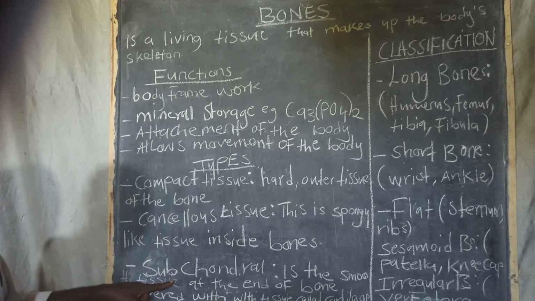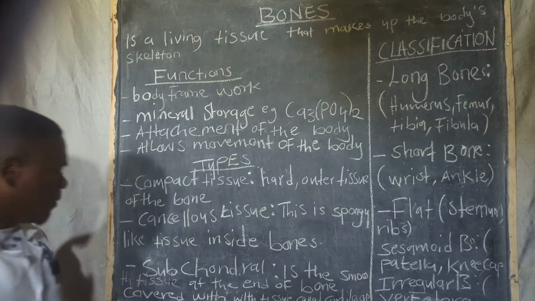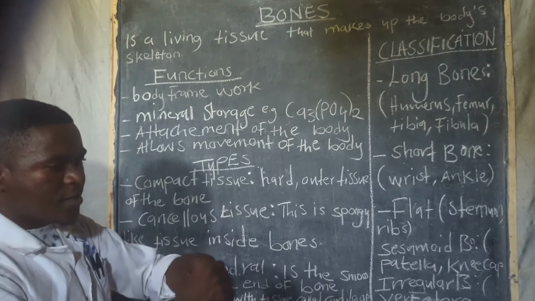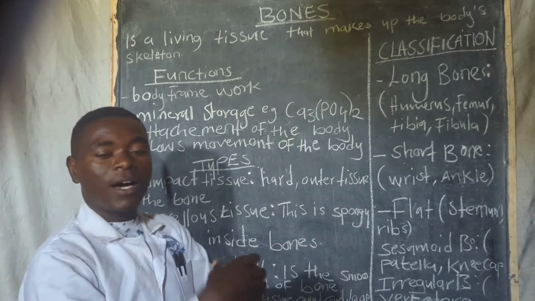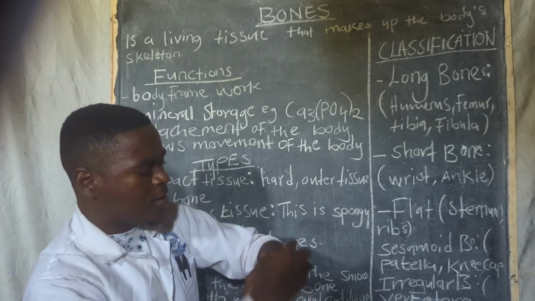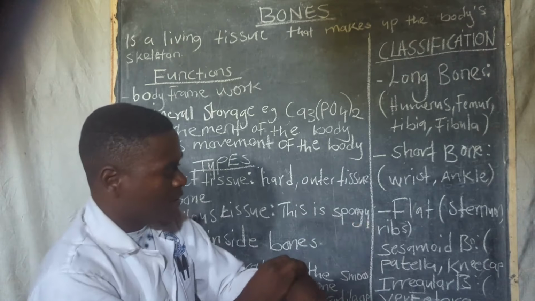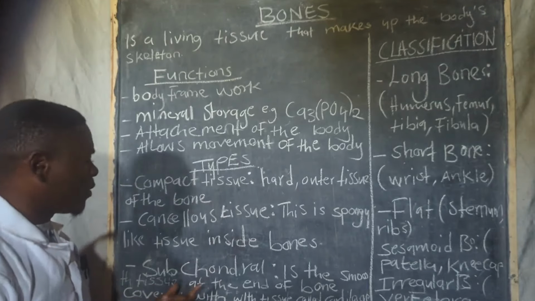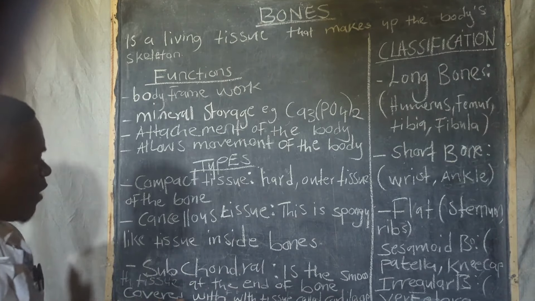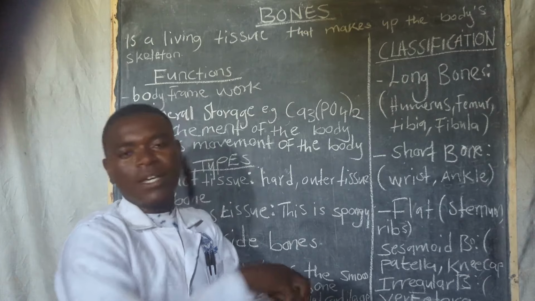And the other one is called subchondral. This is the smooth tissue at the end of the bone covered with a tissue called cartilage. Have you seen? Those of you from Africa will agree with me that when you're eating a chicken and you cut it, there is that thing we eat at the end of the bone. That cartilage we eat is what we are calling subchondral. It is a smooth tissue at the end of the bone covered with cartilage.